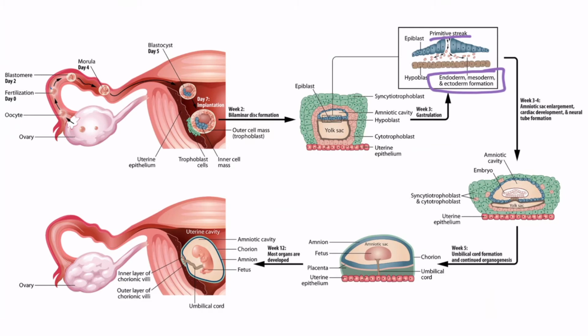Sometimes students get confused and think that the hypoblast becomes the endoderm, but this is not the case. The epiblast forms all three layers of the developing embryo, and the hypoblast gets displaced downward. As I mentioned earlier, the hypoblast becomes the yolk sac and umbilical cord.